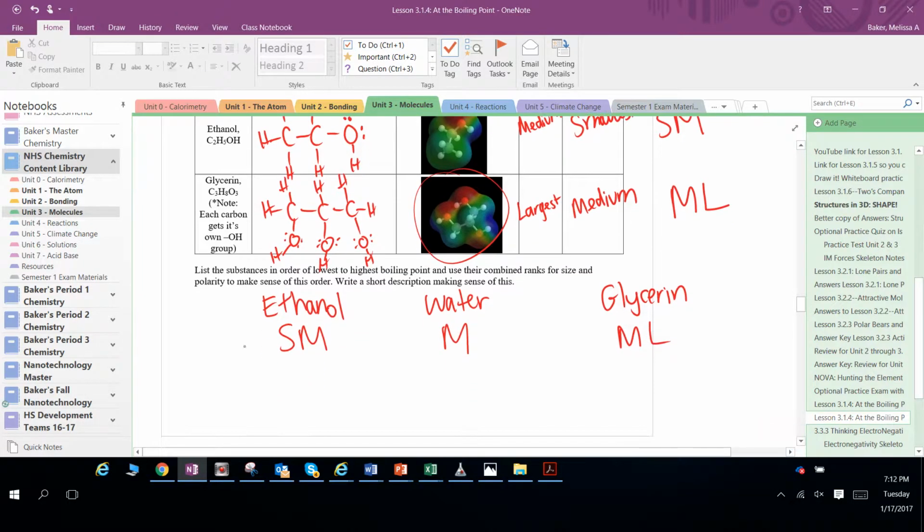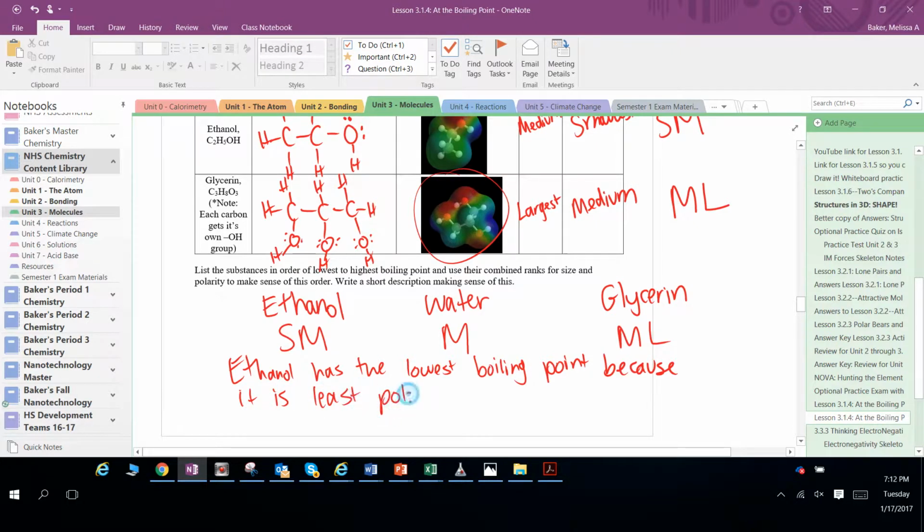So if we're making sense of this, we would say something like ethanol has the lowest boiling point because it is least polar and somewhat small.